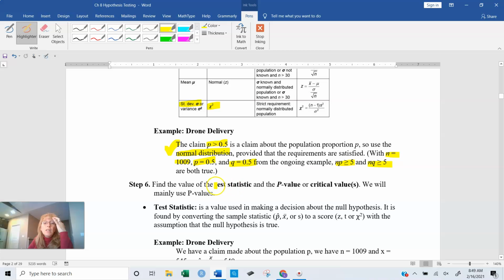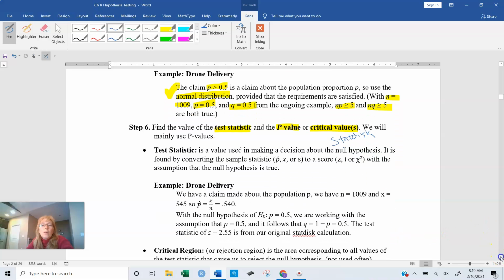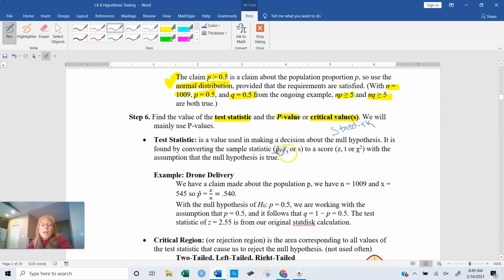Okay, find the value of the test statistic and the critical values, the p-value or the critical values. All of these work, and this is all done on StatDisk. We will not do any of this by hand. When we do the test statistic, you're going to be looking at which one of the 3 you use. So is it a proportion, is it a mean, or is it a standard deviation? You just identify the one that goes with what we're testing.